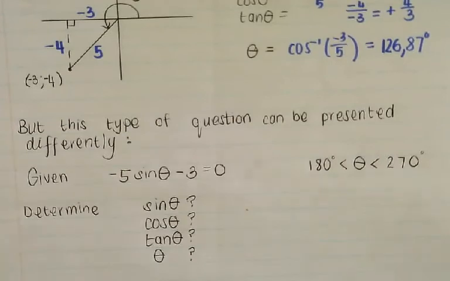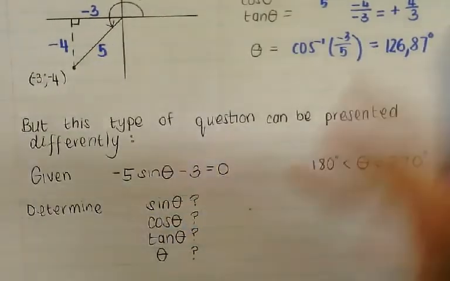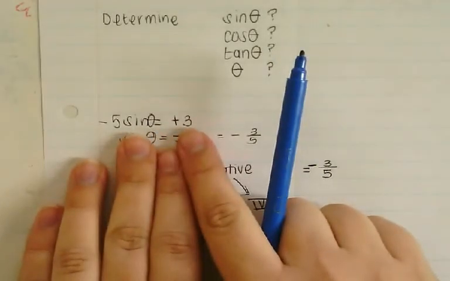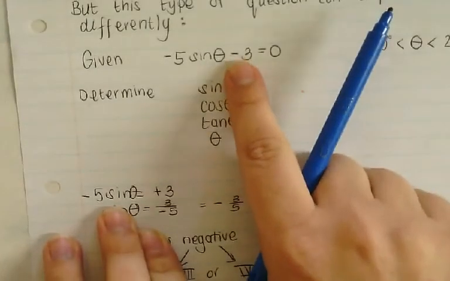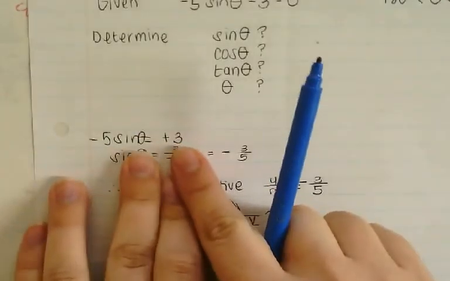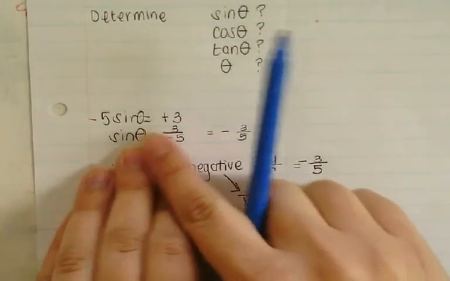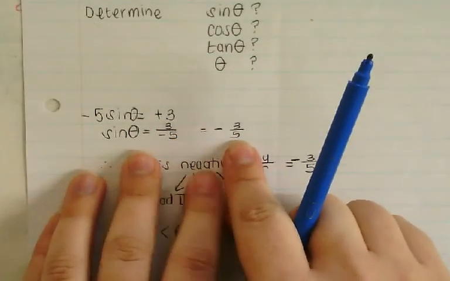Okay? But now what? How do I know what those values are? How do I know what the hypotenuse and my y value or even my x value is? So now I go back to this information and I'm going to manipulate it. So that's what I was given. Now I want to get sine theta on its own. So I take the negative 3 over, becoming positive 3. I still have a negative 5 in front of the sine. So now I'm dividing, so I get negative 3 over 5 as my ratio.